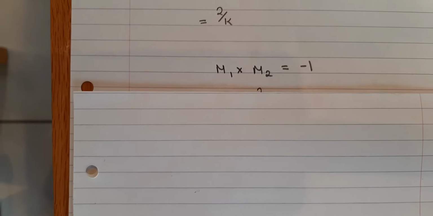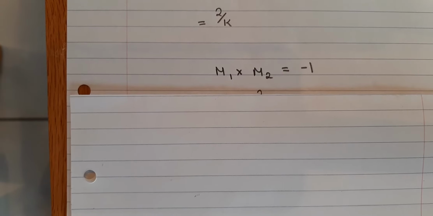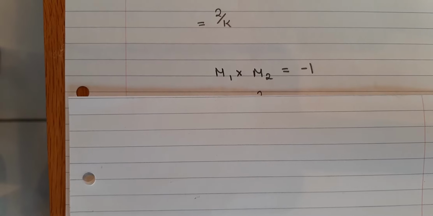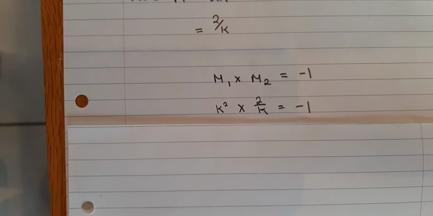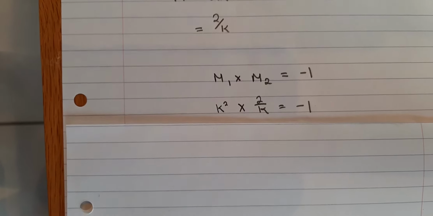With perpendicular lines, if we can find their slopes and multiply them together, the resulting answer is minus 1. So we use m1 times m2 equals minus 1. m1 in this case is our k squared, and m2 is 2 over k. Multiplied together, the answer here should be minus 1.